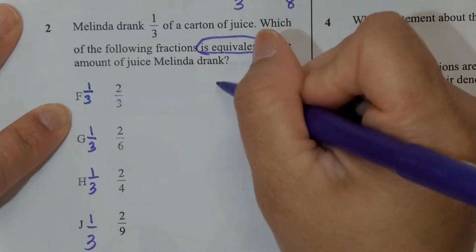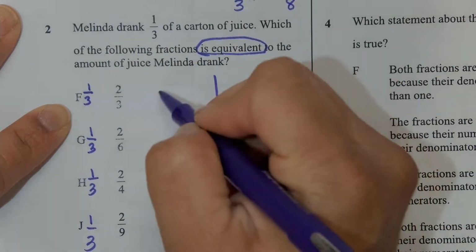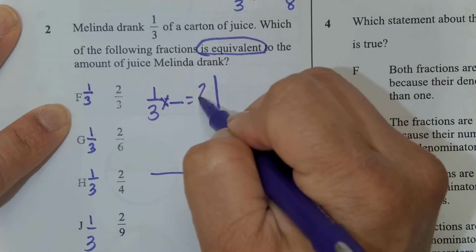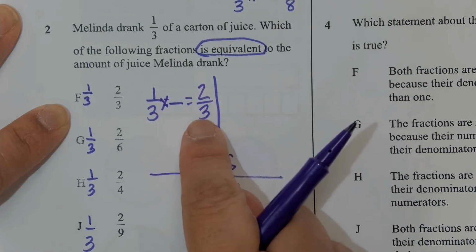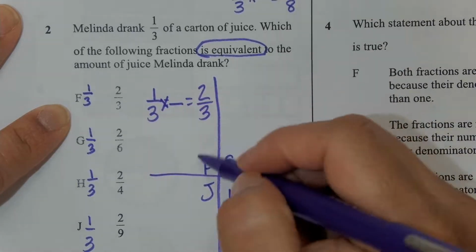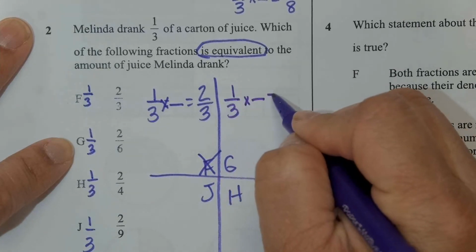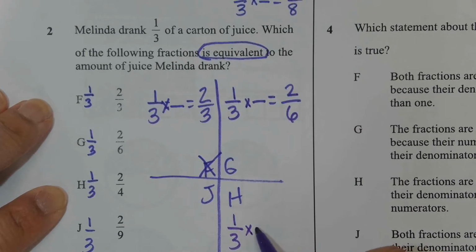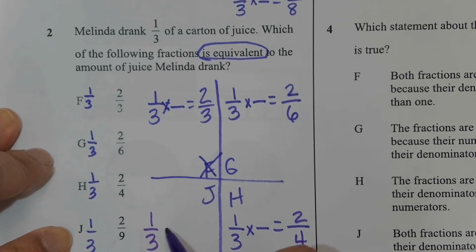All right. That might be too small of a space, so I'm going to do this instead. F, G, H, and J. So I'm going to compare 1 over 3 times what equals 2 over 3. Well, they're the same denominators. So we know that F is out. G is 1 over 3 times what equals 2 over 6. H is 1 over 3 times blank equals 2 over 4. J is 1 over 3 times blank equals 2 over 9.